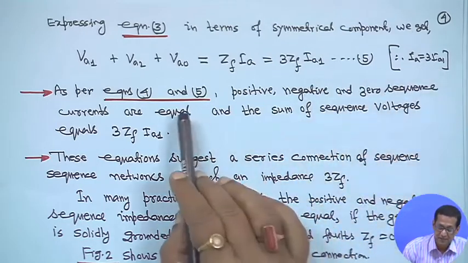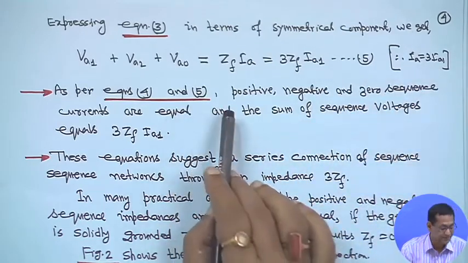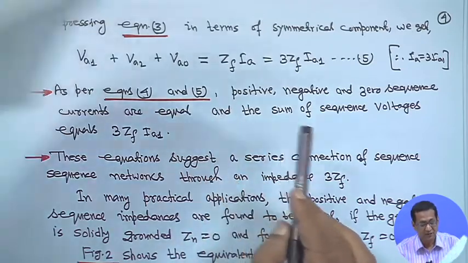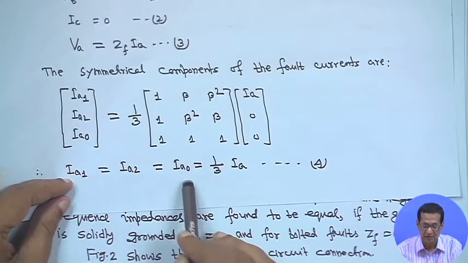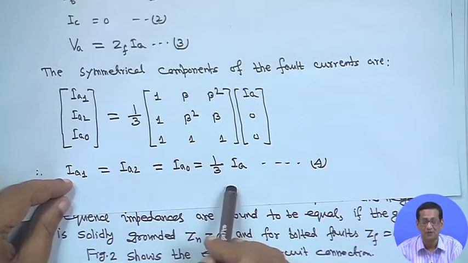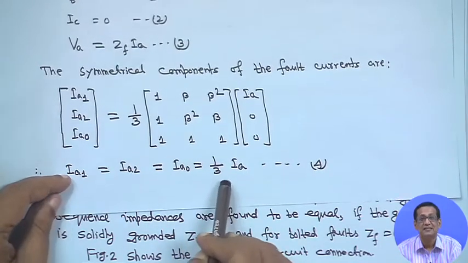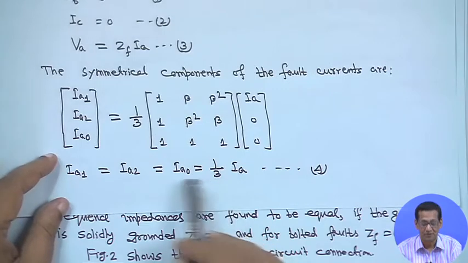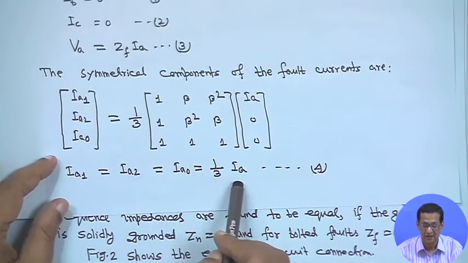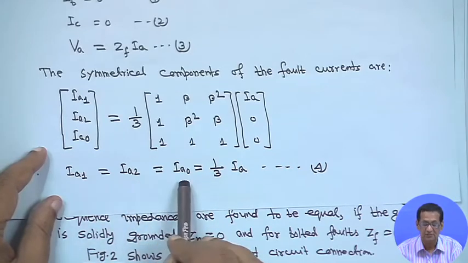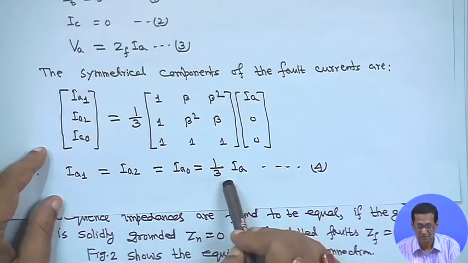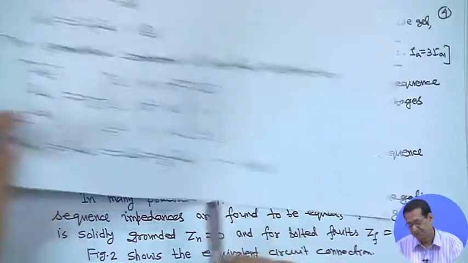That means, as per equations 4 and 5, and coming to equation 4, IA1, IA2 and IA0 are all equal to 1/3 IA. It shows that it is a series connection of the positive, negative and zero sequence networks, because all the positive, negative and zero sequence components are the same and they are equal to 1/3 IA.